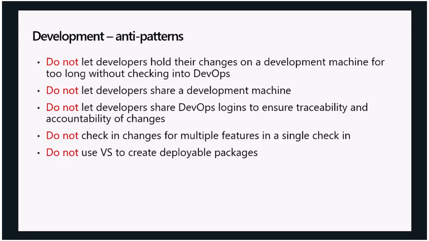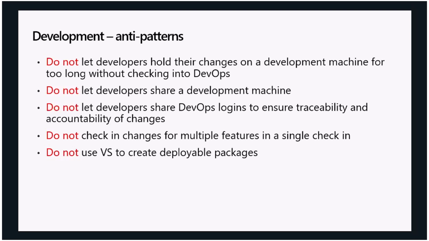Do not check in changes for multiple features in a single check-in, and do not use Visual Studio to create deployable packages. In One Version 8.1 and greater, a deployable package that's not created with a build machine will not be allowed to be installed on a tier 2. The LCS can tell that it was created by Visual Studio and it will reject it. But it's always been a best practice to not use Visual Studio to create a deployable package.